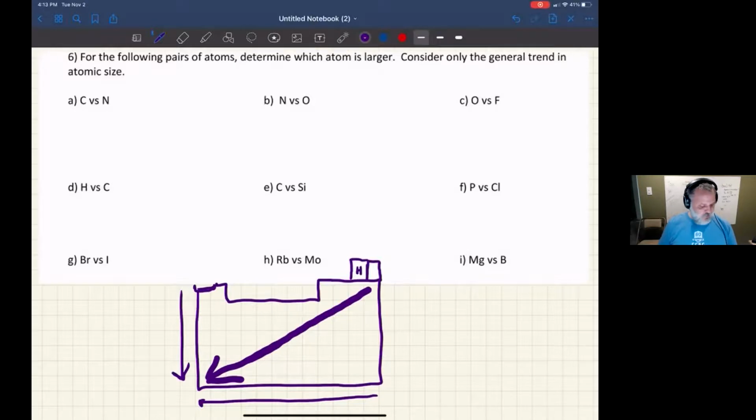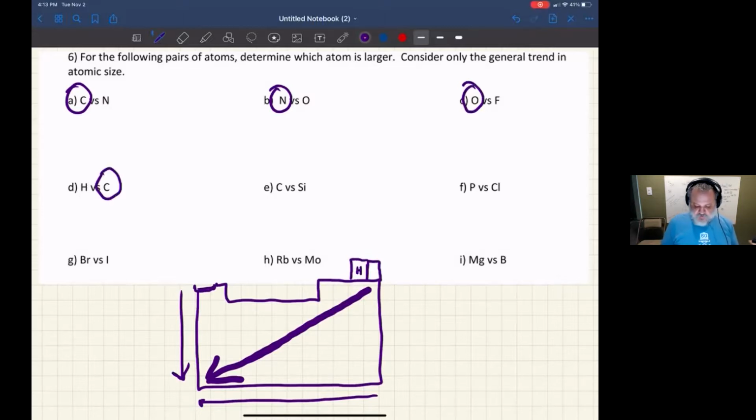Okay, so well, what about carbon versus nitrogen? Well, carbon is going to be further to the left than nitrogen, so it's larger. Nitrogen is going to be further to the left than oxygen, so it's larger. And oxygen is further to the left than fluorine, so it's larger. Now that we know where hydrogen is located here and carbon is located there, we know that carbon is larger.